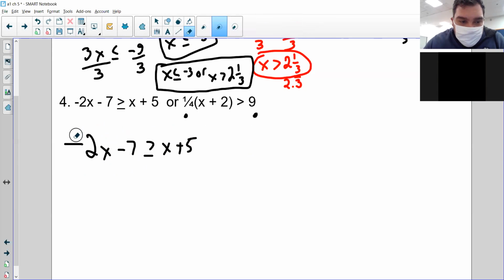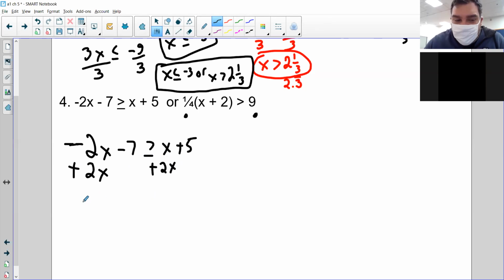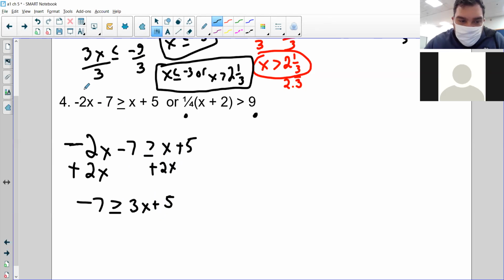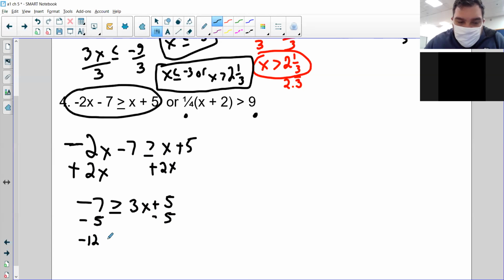Okay, so here we got -2x minus 7 is greater than or equal to x plus 5. I don't like how I have two x's, so I'm going to bring my smaller x over by adding 2x to both sides. Do you mean negative? There's no 2x on that side. I think you should put the smaller one to the other side. Oh, -2x is smaller. I brought the other one over. That's fine. You should still get the same answer regardless of which one you brought.